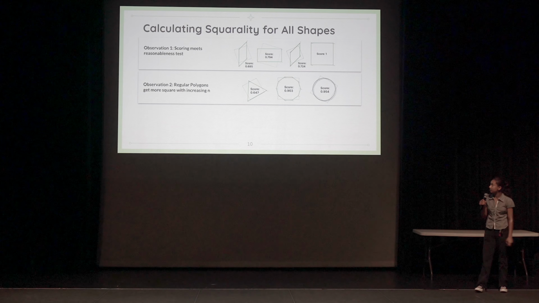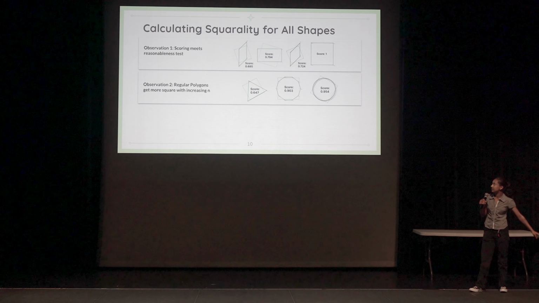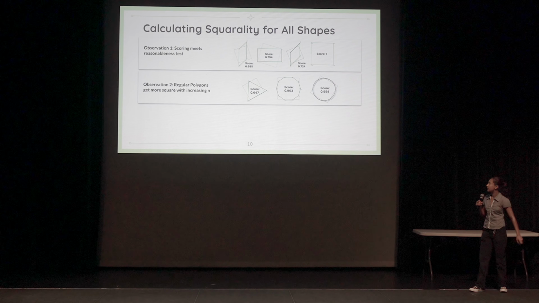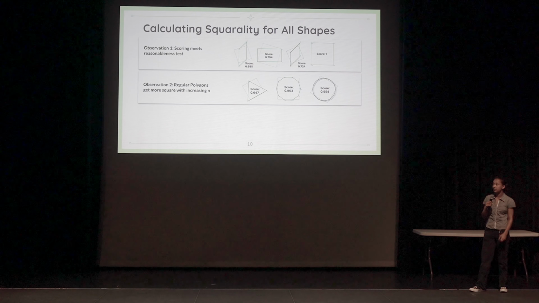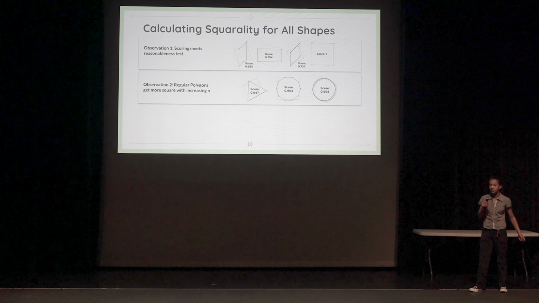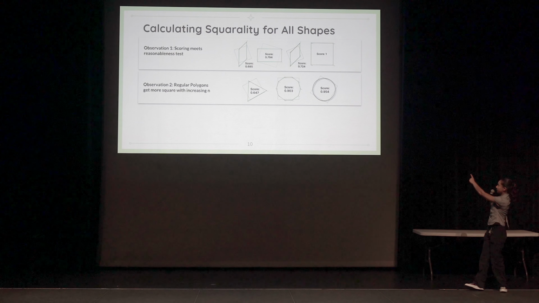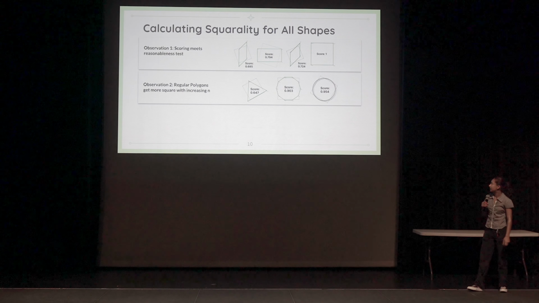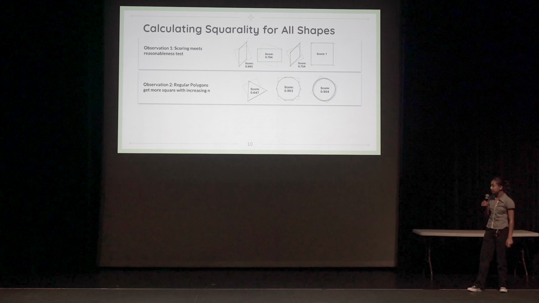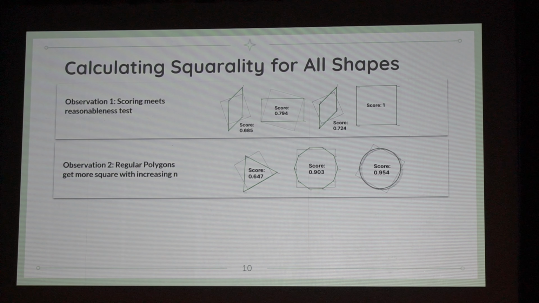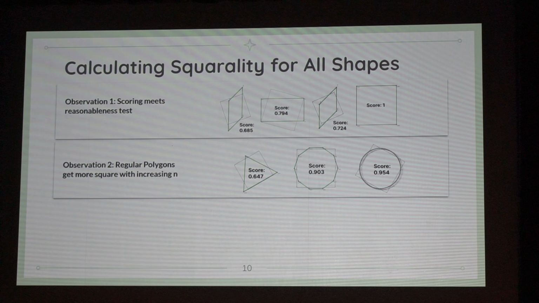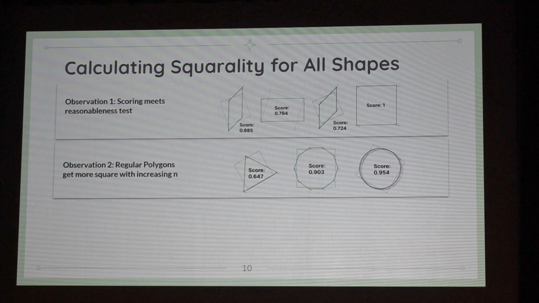Also, with regular polygons, as you increase the n, so as there's more sides on the regular polygon, it gets more and more square. For that one over there, it's a 100-gon, and that's pretty close to resembling a circle, and that's about 95% square. So that's an estimation for how square a circle is, if you wanted to know.